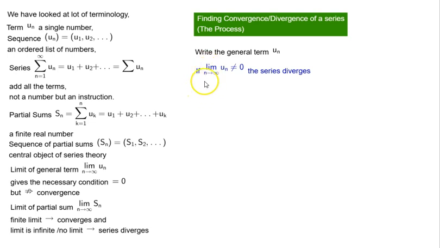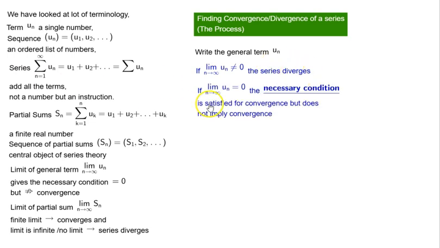Now, if limit n going to infinity of u sub n is not equal to 0, the series diverges. So immediately you stop the process because you have reached a conclusion. But if limit of u sub n is equal to 0, the necessary condition is satisfied for convergence, but does not imply convergence. That means it is a necessary condition, but not a sufficient condition.